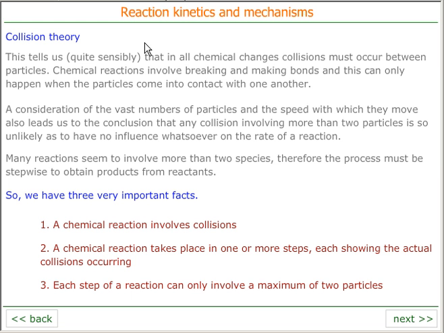So the collision theory is the theory which talks about the collisions between particles, and there are three important facts that come from collision theory. A chemical reaction involves collisions between particles. A chemical reaction takes place in one or more steps, each showing the actual collisions occurring, and each step of a reaction can only involve a maximum of two particles.